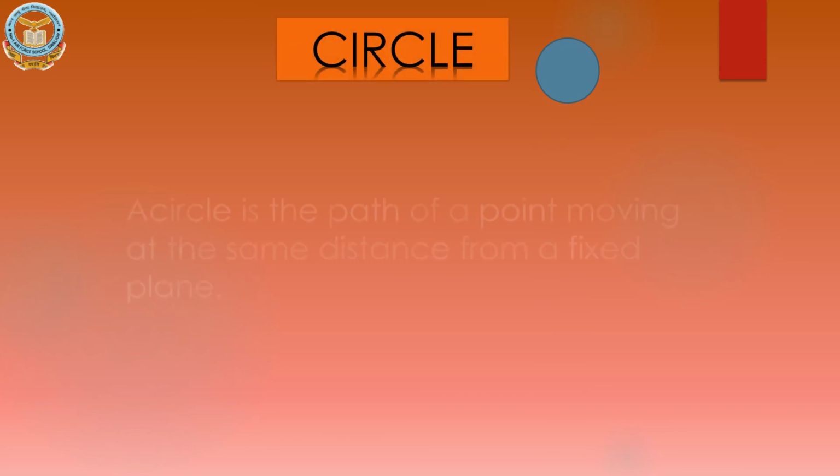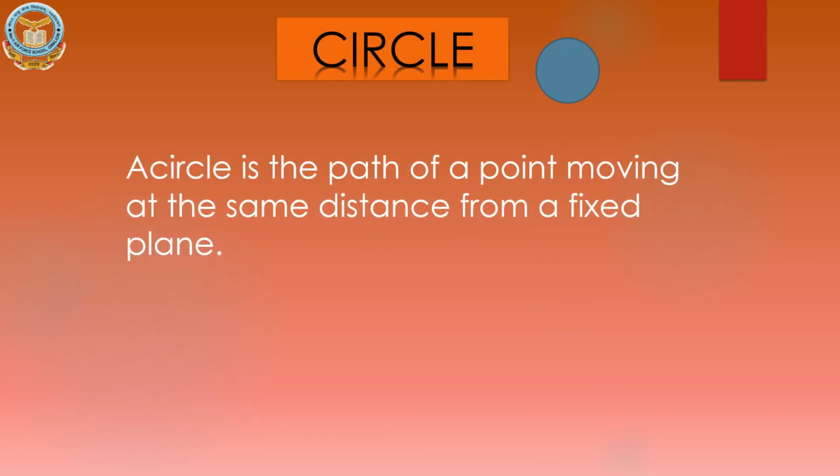Circles. A circle is a simple closed curve. It is not a polygon because it is not made up of line segments. A circle, we can say, is the path of a point moving at a fixed distance from a fixed point.